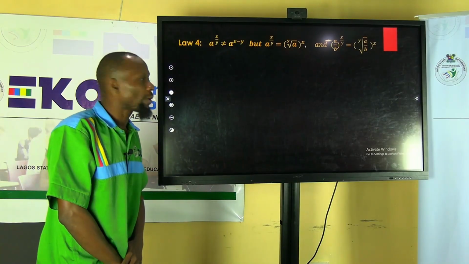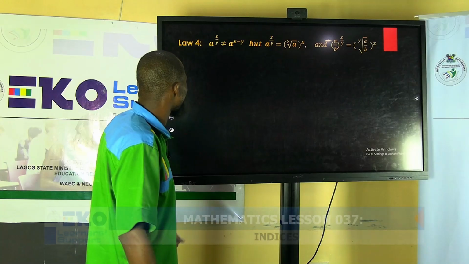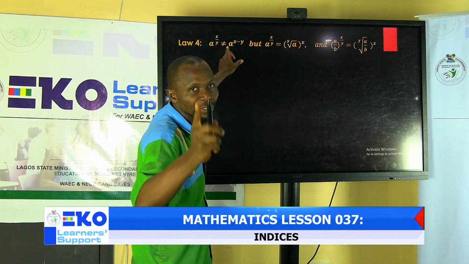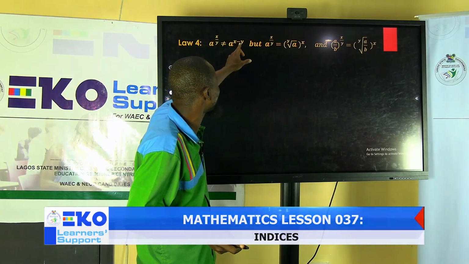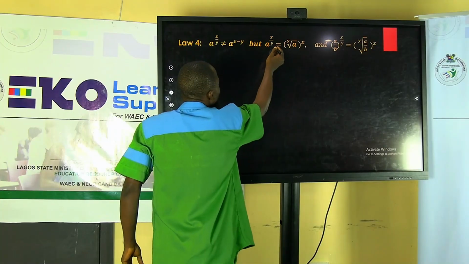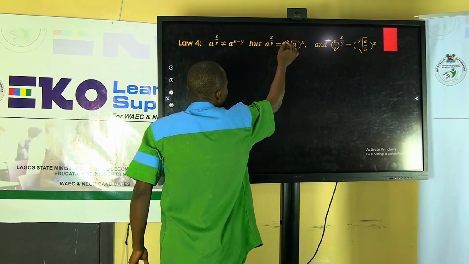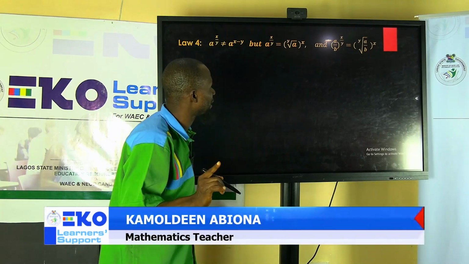Okay, so rule number 4 is all about fractional power or fractional index. And when you have this, it's not the same thing. Take note of that. It's not the same thing as a raised to x minus y. So when you have this, the denominator represents the root and the numerator is the power. So take note of that.